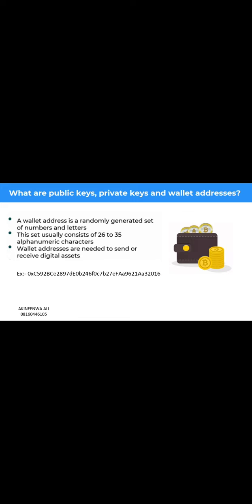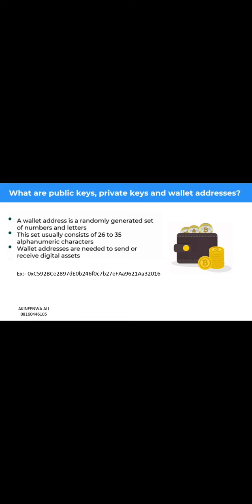Now, the next thing is, what are those elements in a wallet that allow you to access, receive, and send those funds? They are simply what they call the private key, the public key, and your wallet address. We are still going to understand these things well. So what's the wallet address? Let's start from the last one we mentioned. A wallet address is a randomly generated set of numbers and letters. These sets usually consist of 26 to 35 alphanumeric characters, that is a combination of letters and numbers. These wallet addresses are what you need to send and receive your digital assets.